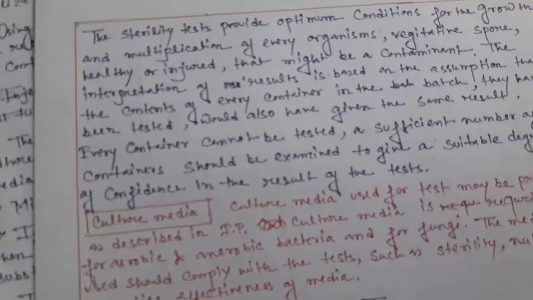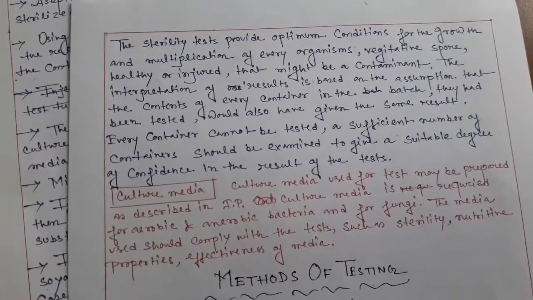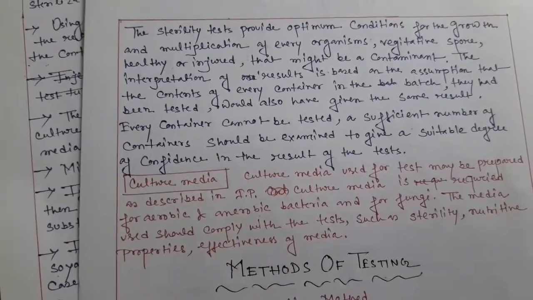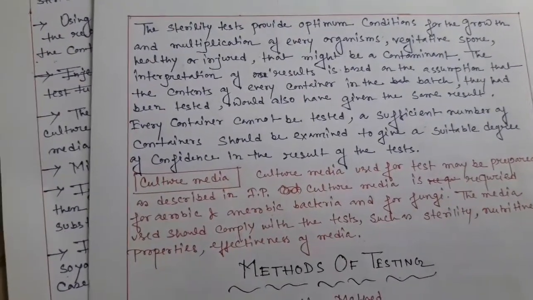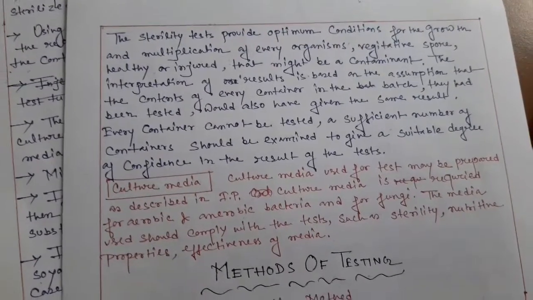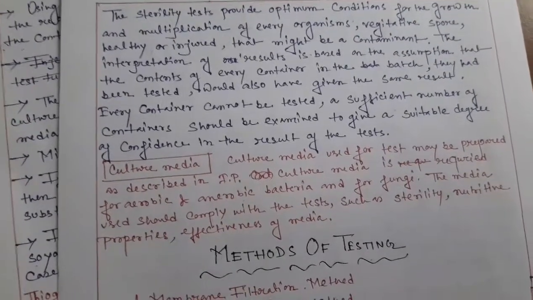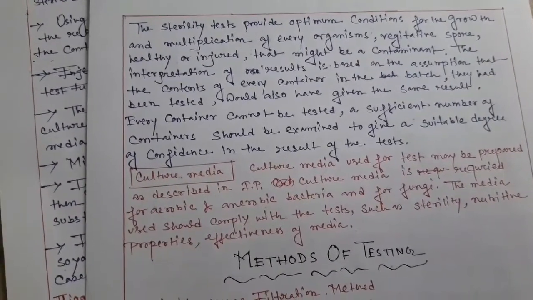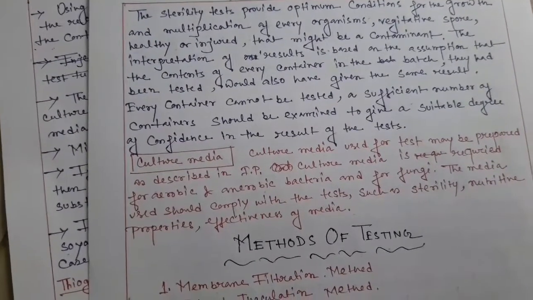The sterility test provides optimum conditions for the growth and multiplication of every organism, vegetative or spores, healthy or injured, that might be a contaminant. The interpretation of the result is based on the assumption that the contents of every container in the batch, if they had been tested, would also have given the same result. Every container cannot be tested. A sufficient number of containers should be examined to give a suitable degree of confidence in the result of the test.